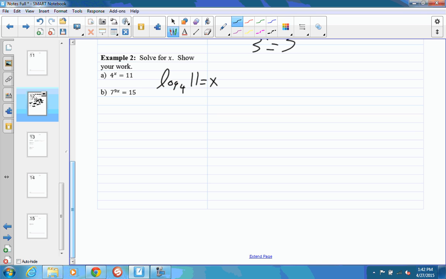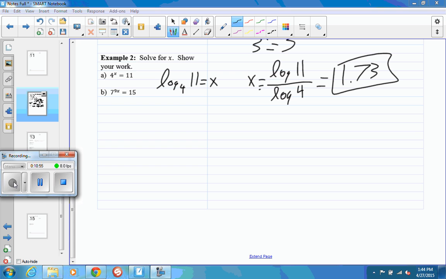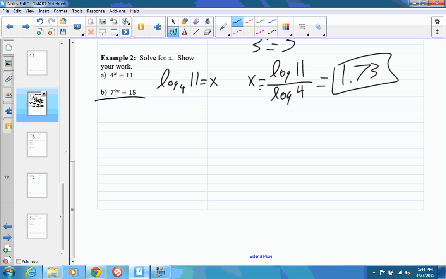I want to solve for x. Can I plug log base 4 of 11 into my calculator? For those of you with the old ones, do change your base. So x equals log of 11 over log of 4. For those of you with new calculators, just do option A, change your base to 4, and then find out 11. 1.73. Good. Do the next one on your own, just like it.